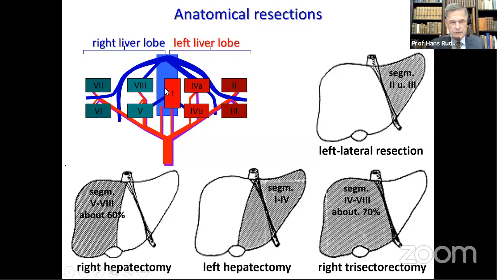This is a schematic picture of the liver with 8 segments. Segment 4 is divided in 4A and B. And then you can see this is a left lateral resection, segments 2 and 3, or a sectorectomy, a left sectorectomy if you want. Right hepatectomy includes segments 5 to 8, and so on.